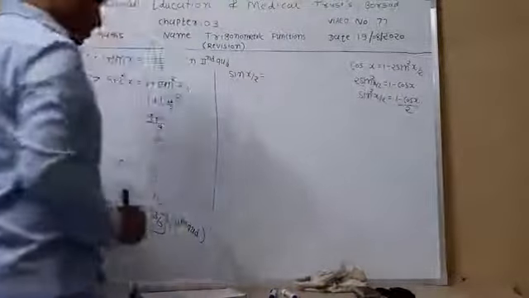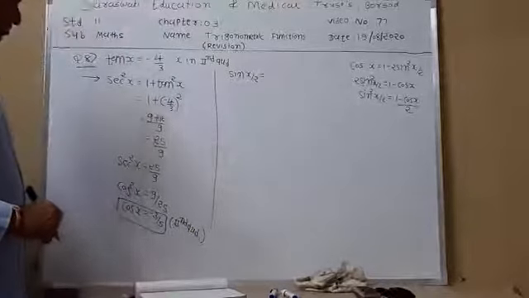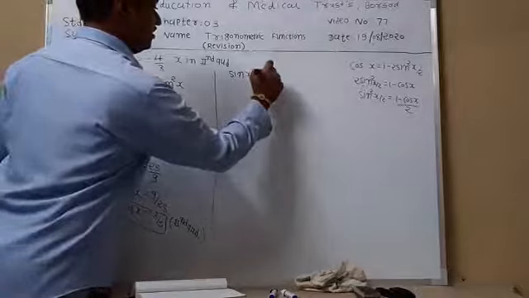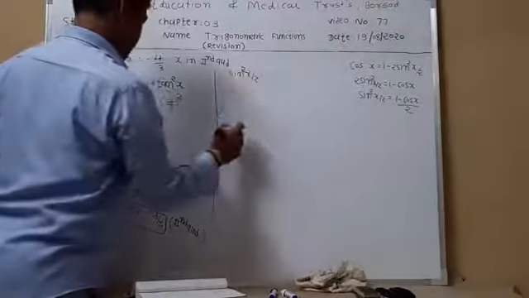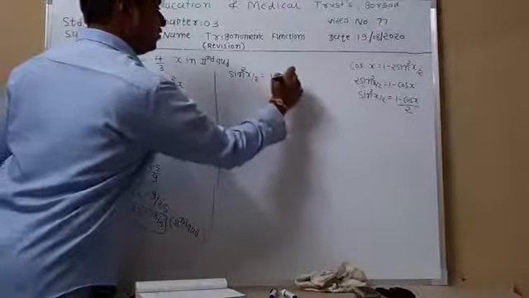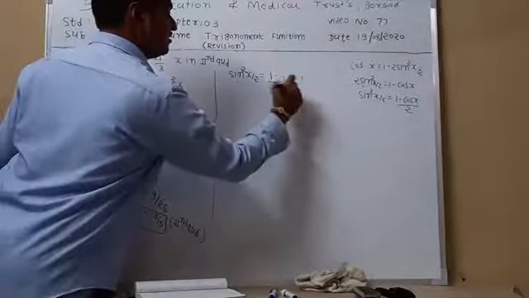Now our question is to find out the value of sin x by 2. So here we can write sin square x by 2 is equal to 1 minus cos x divided by 2.